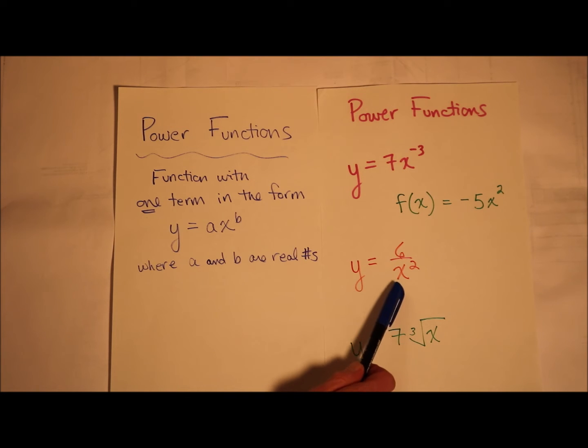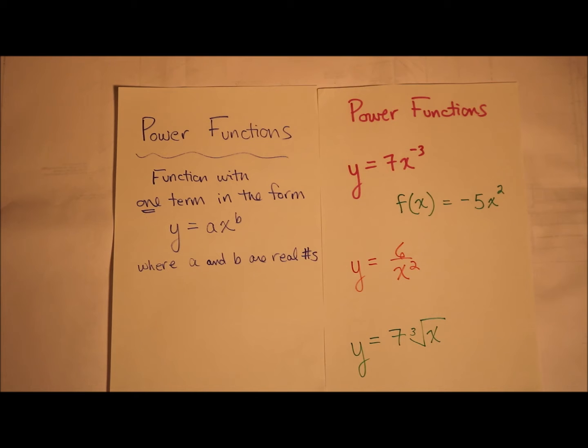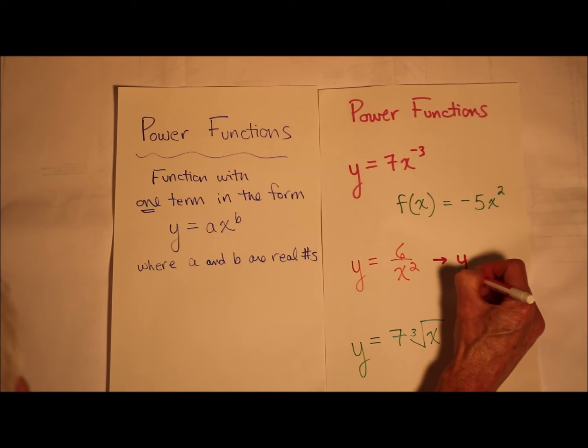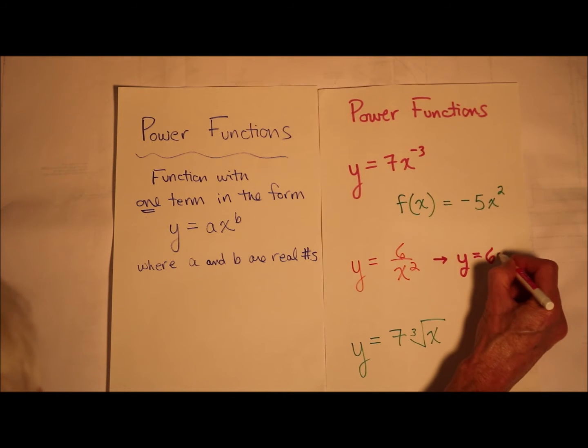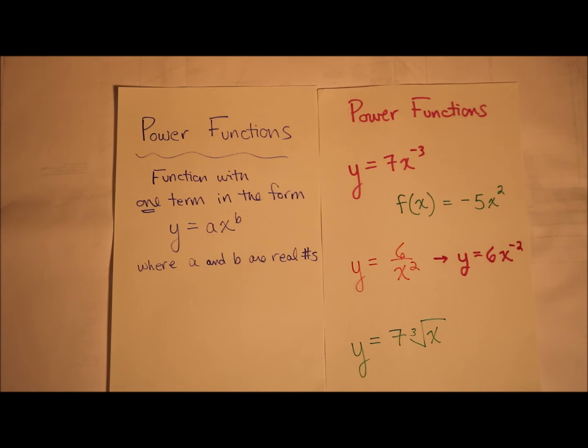Maybe you're thinking, wait, that can't be a power function. That's not in that form. But we can rewrite this, can't we? Sure, we can. Remember that 6 times x to the negative 2 is just another way of writing 6 divided by x squared. So this is a power function.